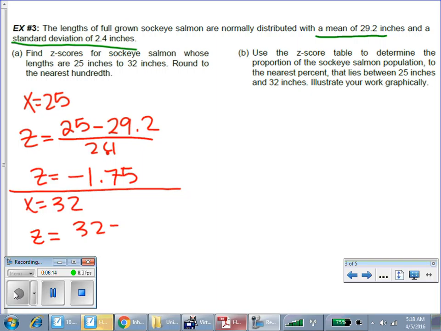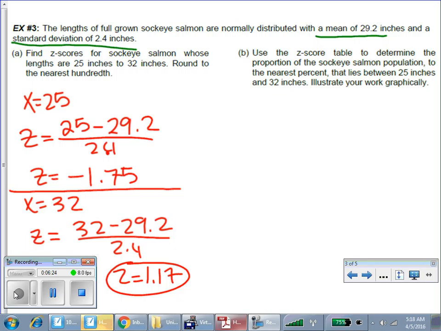So I take my 32, subtract the mean, divide by the standard deviation, and now my z-score is 1.17. Remind yourself, so that you make sure you understand this, when a z-score is positive and when it is negative. If you notice, when x was 25, which is below the mean, the z-score was negative, and when x was 32, which is above the mean, the z-score was positive.